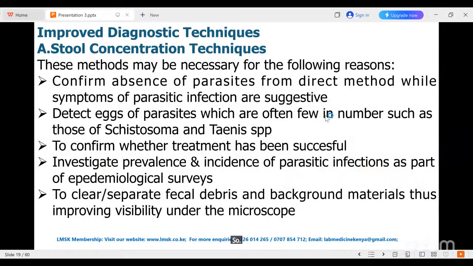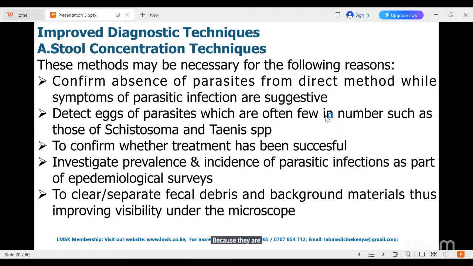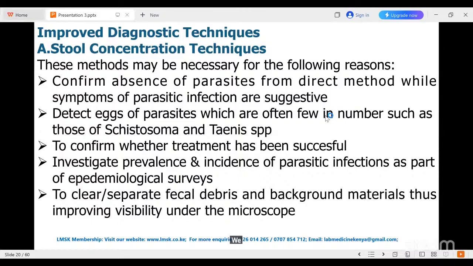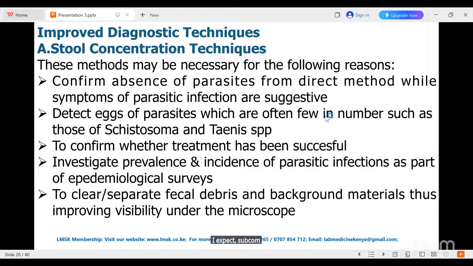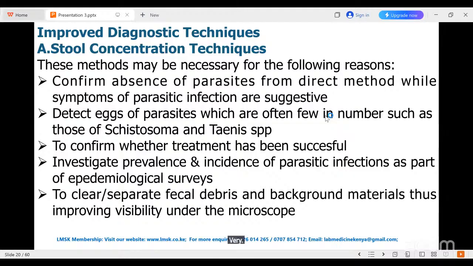So let me introduce you to improved diagnostic techniques that we can actually use in our setups because they are very simple, they are very cheap. They don't need a lot of time. Within 30 minutes, you have given your result. We can actually do these in our sub-county hospitals, in our health centers, in our county hospitals. I expect sub-county hospitals and county hospitals to be doing this. It's only health centers that we can allow to do a direct method because they are very cheap to do.